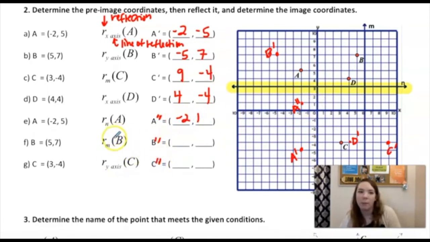This one says we want B over line M. So B is 1 away on the other side. Label that B double prime, which will get us to 7, 7. And then C, they want us to reflect over the y-axis. It takes us 1, 2, 3 to get to the middle, 3 more on the other side. C double prime is at negative 3, negative 4.